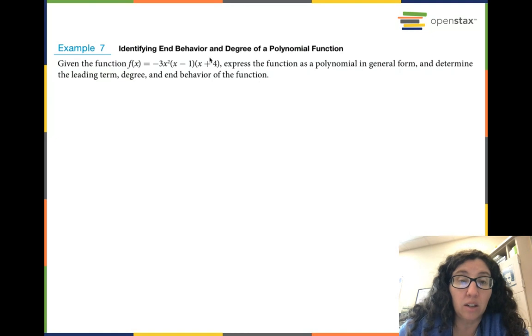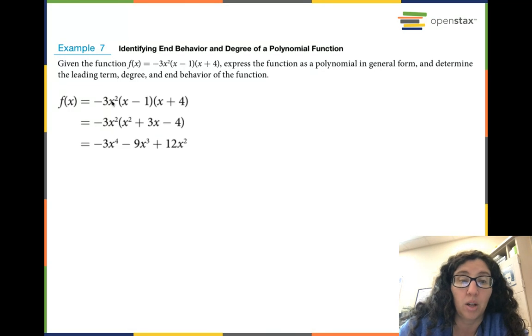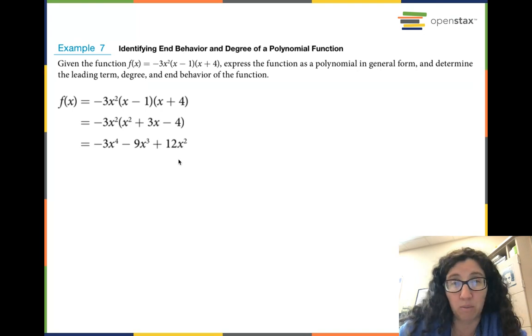Okay, what if they give us a polynomial and they ask us to express it in general form and determine the leading term, degree, and end behavior? Okay, so they've given it to us nicely factored, and they're asking us to multiply it out to put it in general form. So we multiply these terms, and then distribute this term out front, and we get something of this form, right? And you might want to practice that.